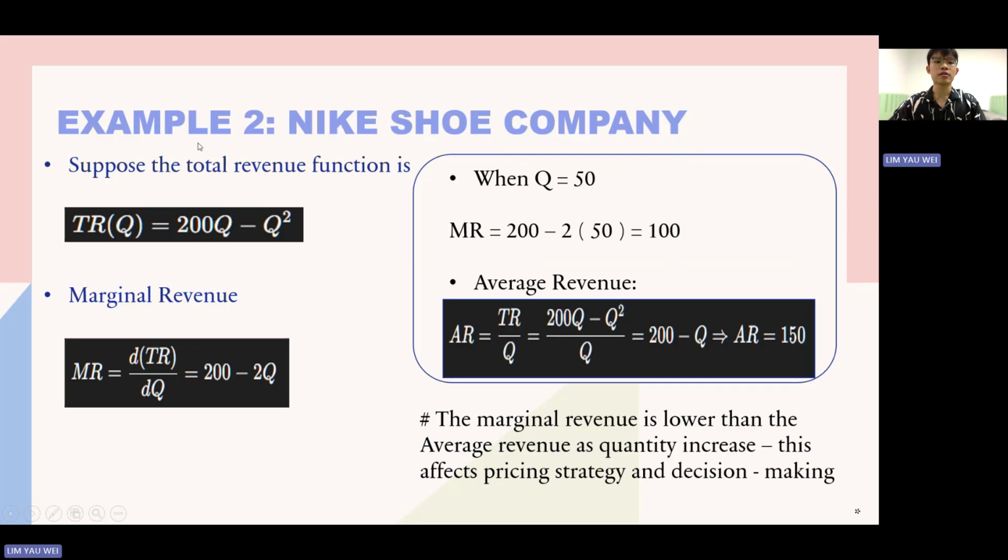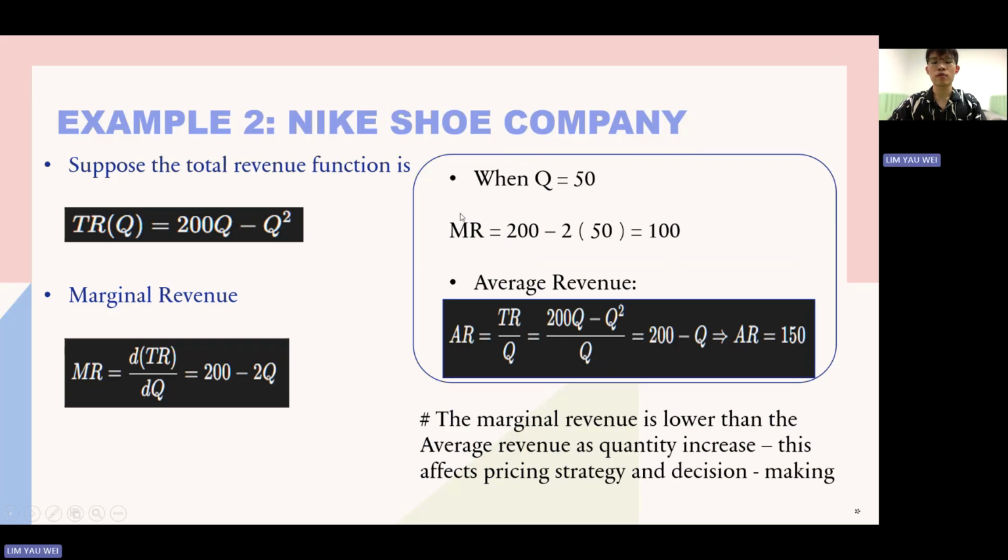The second example is about the Nike shoes company. Suppose the total revenue function is TR equals 200Q minus Q squared. 200 represents the original retail price, and Q stands for quantity. The marginal revenue, like I said before, is the derivative of the total revenue. So we get 200 minus 2Q.